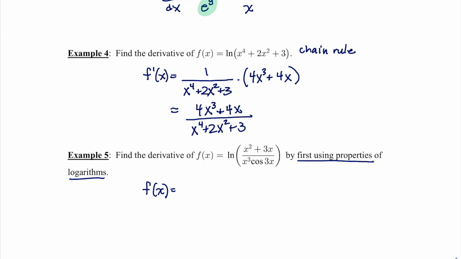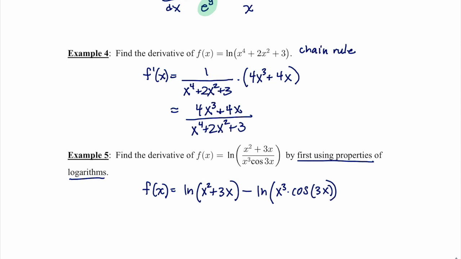And what you want to remember is the natural log of a quotient is the difference of the natural logs of the numerator and the denominator. So we can split this first into this difference of natural logs.